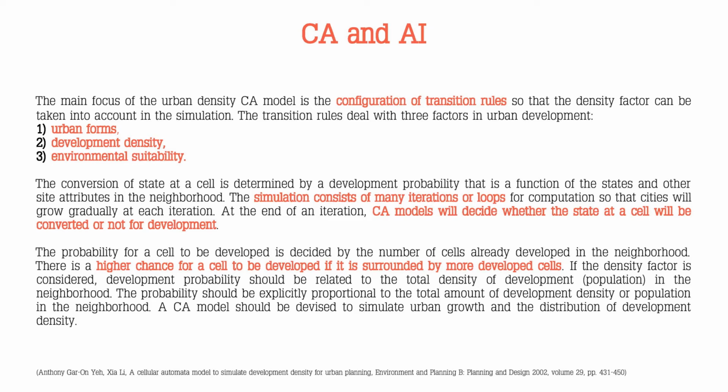The last part of the slide is quite complicated, so it's better to read together in order not to have any misunderstanding. The probability for a cell to be developed is decided by the number of cells already developed in the neighborhood. There is a higher chance for a cell to be developed if it is surrounded by more developed cells. If the density factor is considered, development probability should be related to the total density of development, population for example, in the neighborhood. The probability should be explicitly proportional to the total amount of development density or population in the neighborhood. A cellular automata model should be devised to simulate urban growth and the distribution of development density.